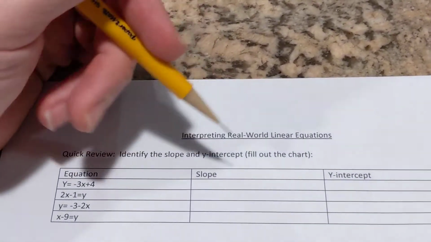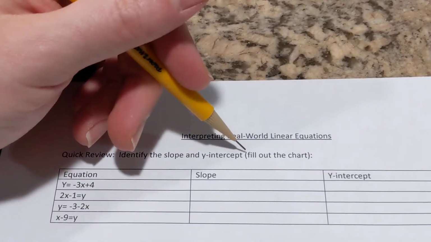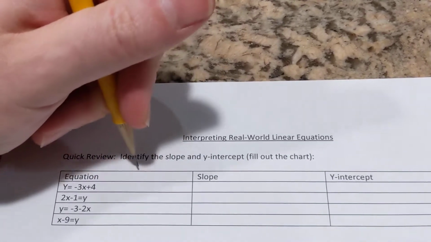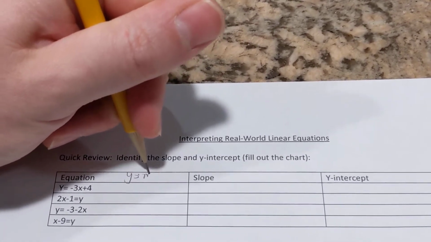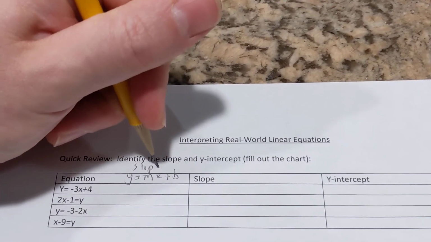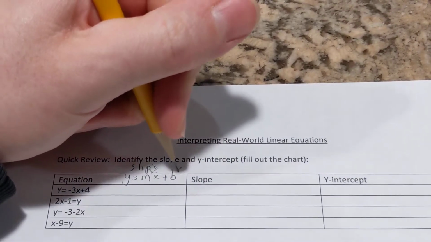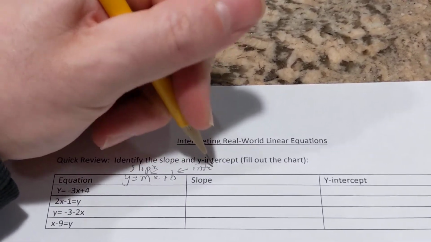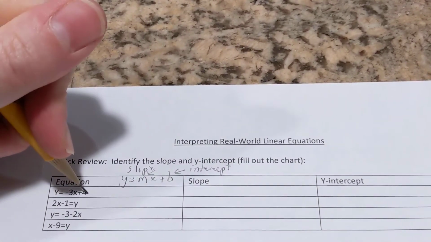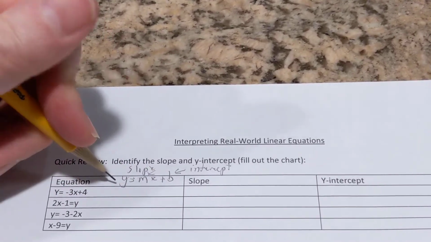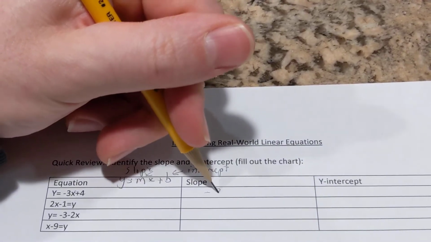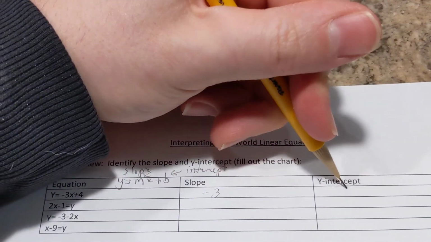Okay, so before we get started with this, we want to do a quick review of identifying slope and y-intercept. So we're going to fill out this chart, okay? Remember, y equals mx plus b. This is the slope, the m, and the b is the intercept. So for this one, y equals negative 3x plus 4. Is it in mx plus b form? Yes, it is. So there's nothing to rewrite here. The slope is the negative 3, and the intercept is the 4.